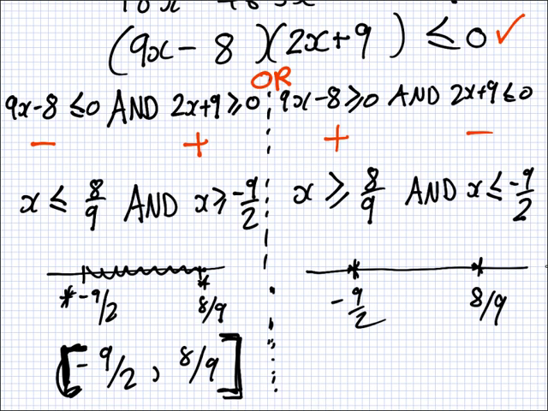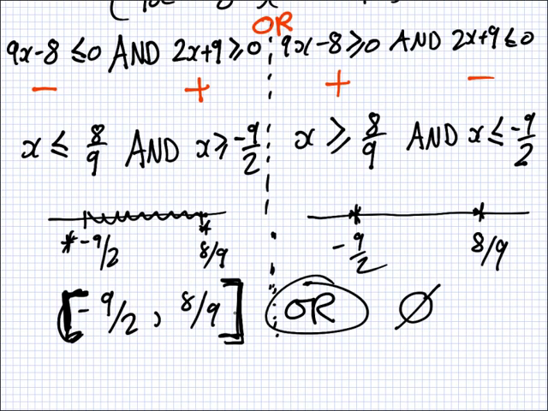Think about it. I'm saying give me a number x that is more than 8 over 9 and at the same time is less than minus 9 over 2. Impossible, you can't do that. So in this situation, it's the empty set. No solutions. So at the very end, we got this or this, which really means the answer is just the first one.